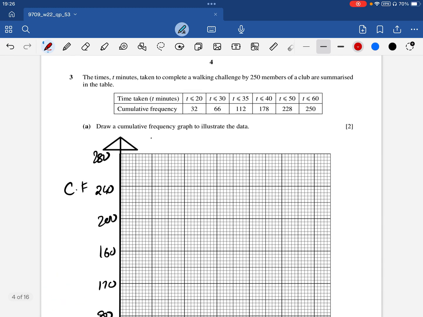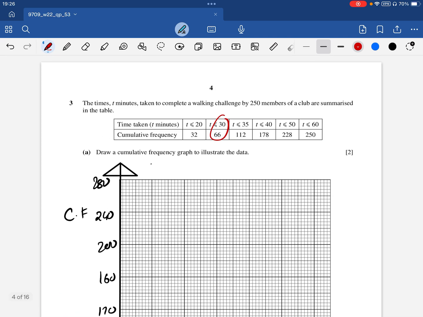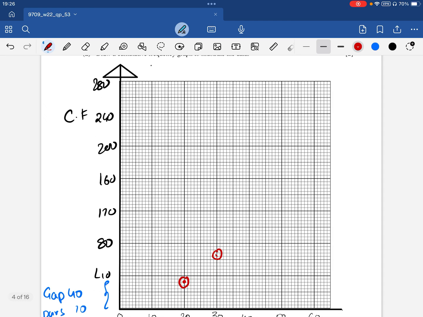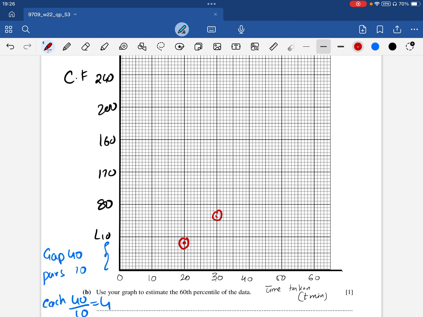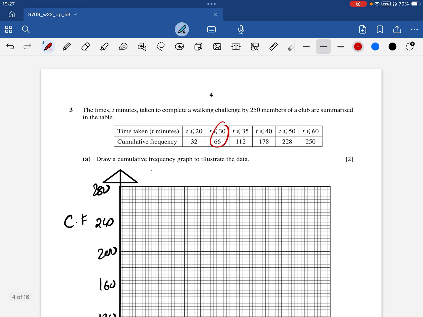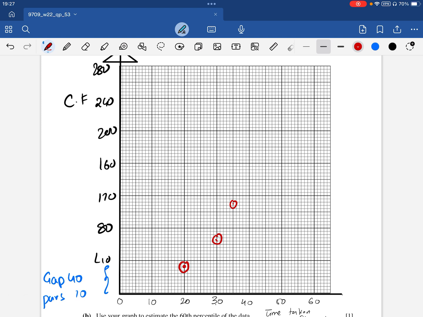Then when it is 30, it is 66. That is between 64 and 68, so approximately over here. Then when it is 35, it is 112, and over here. Then 40, it is 178.